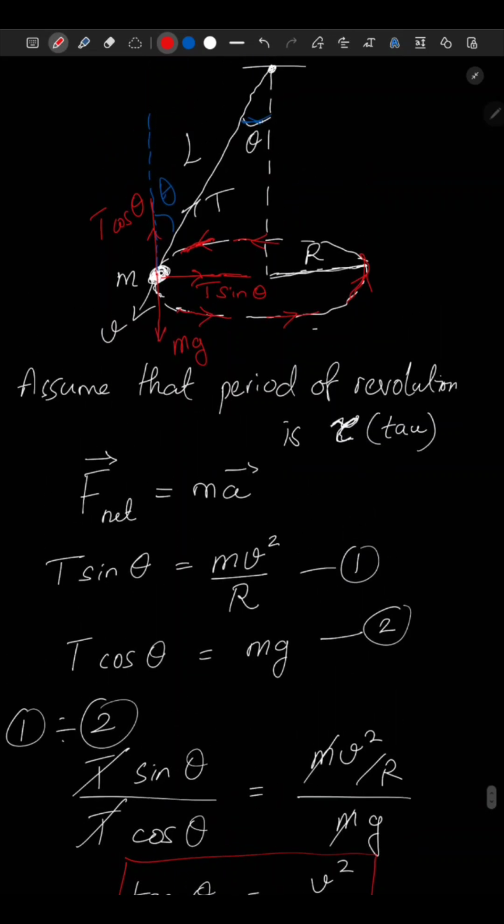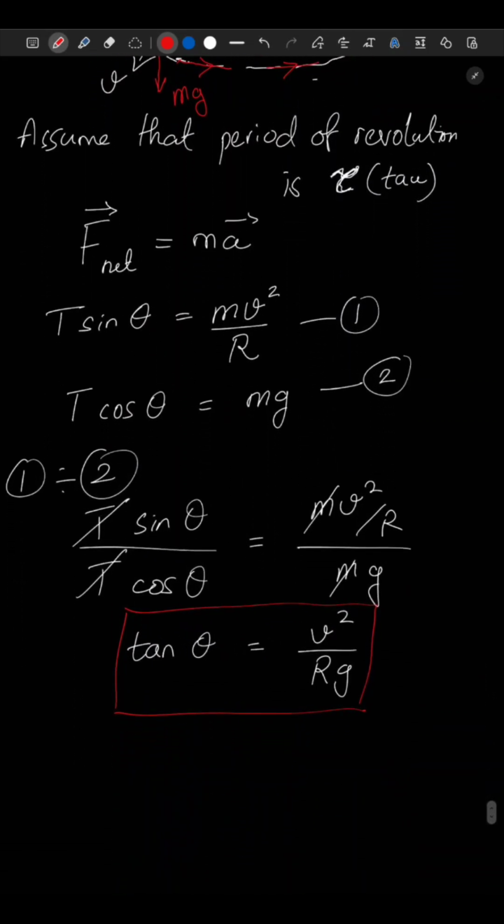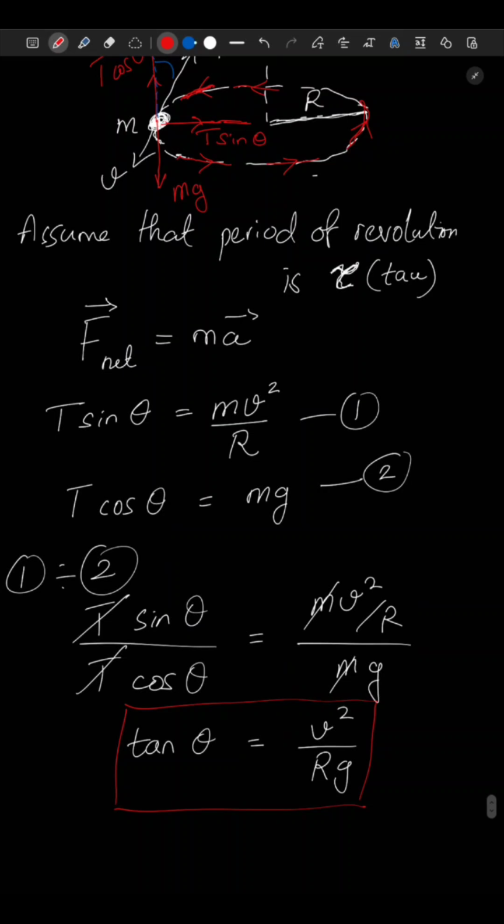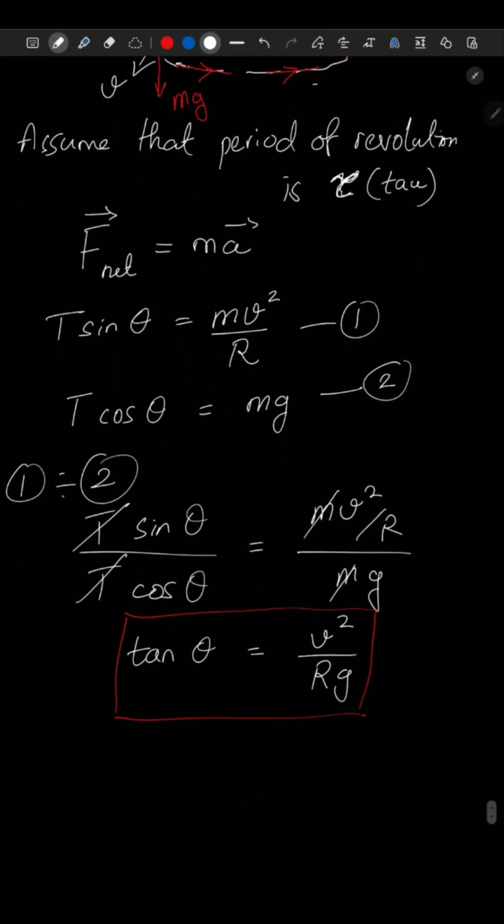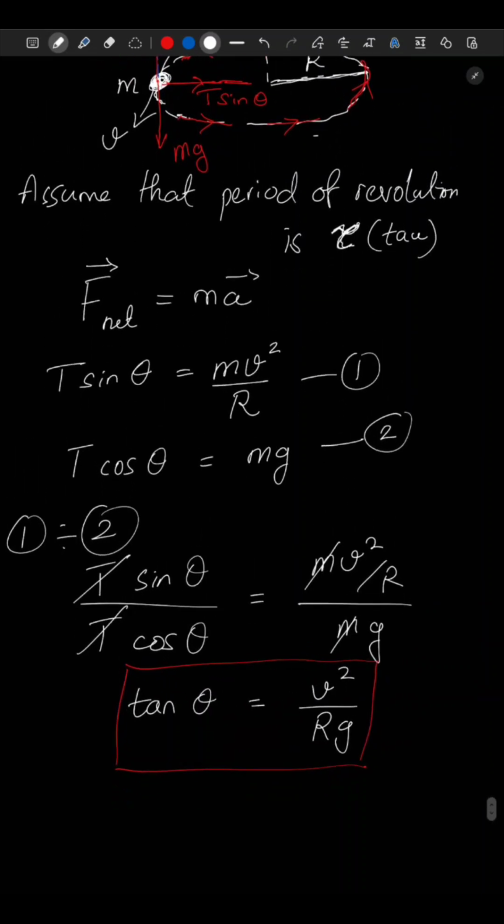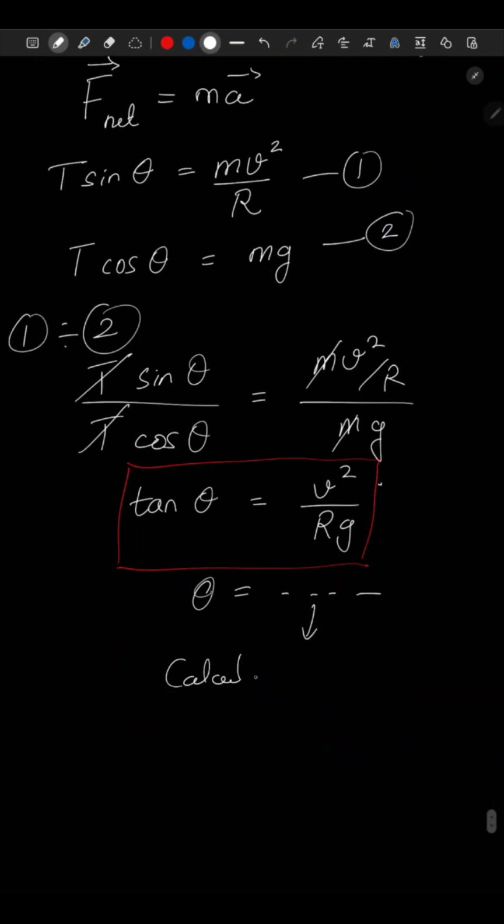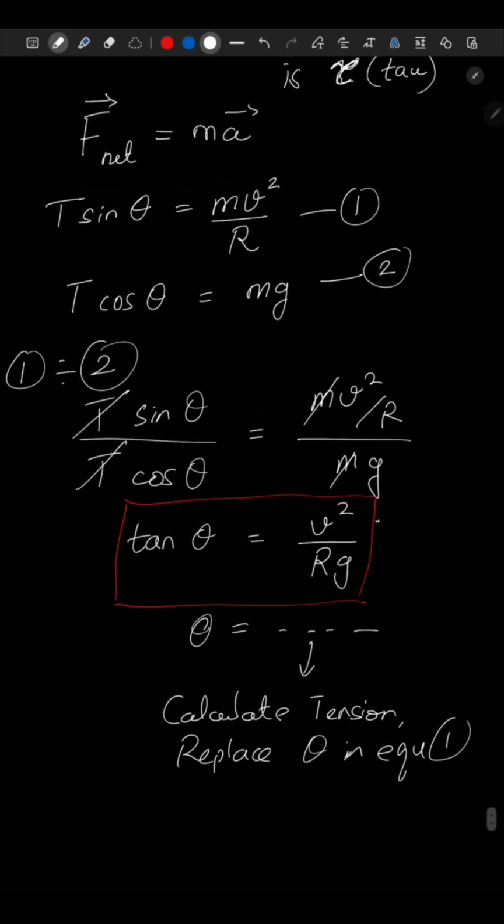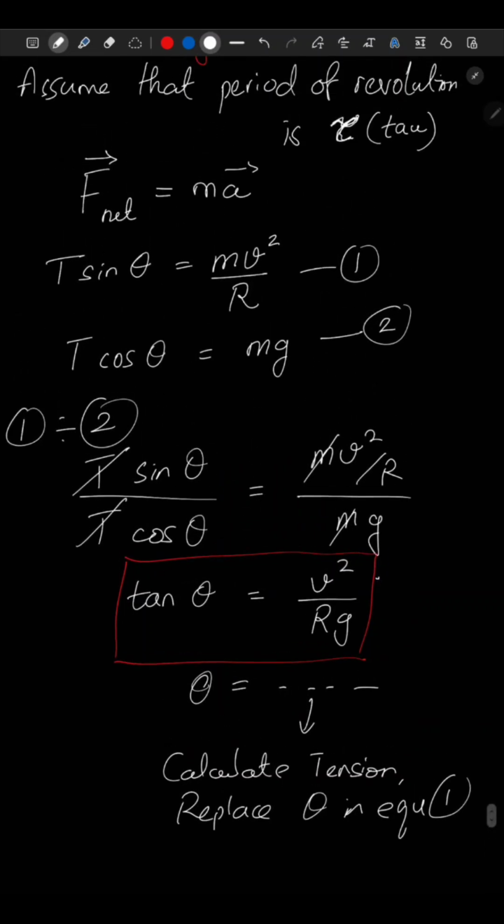Okay, so theta we can calculate, and now let's see how we can calculate the tension. To calculate the tension, we just need to take the theta that you have calculated and replace it in the first equation. So to calculate tension, replace the value of theta in equation 102, and you will get your answer in Newtons.